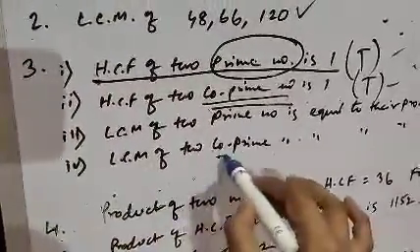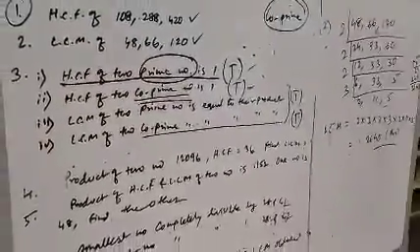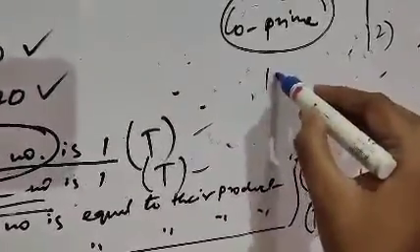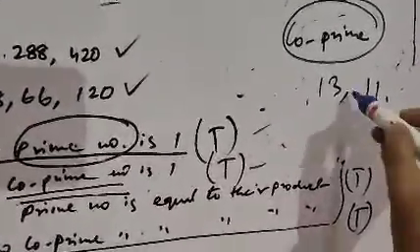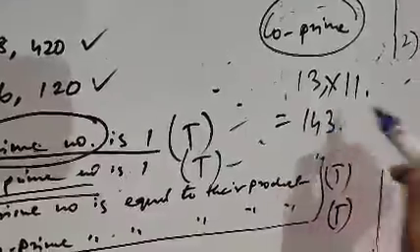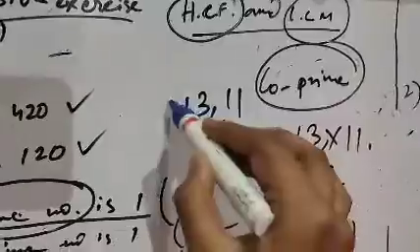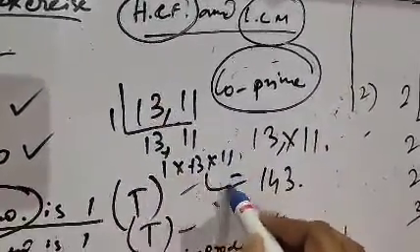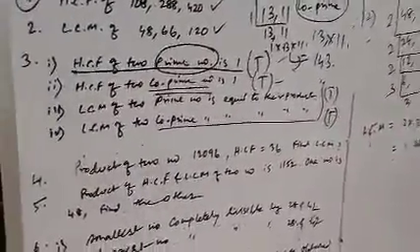Number 4, LCM of two co-prime numbers is equal to their product. This is also true. Suppose we take two co-prime numbers, 13 and 11. Clear? The product will be equal to 143. If we find the LCM of 13 and 11, the LCM will also be 143. So the LCM of two co-prime numbers is equal to their product. These are true statements. Clear?